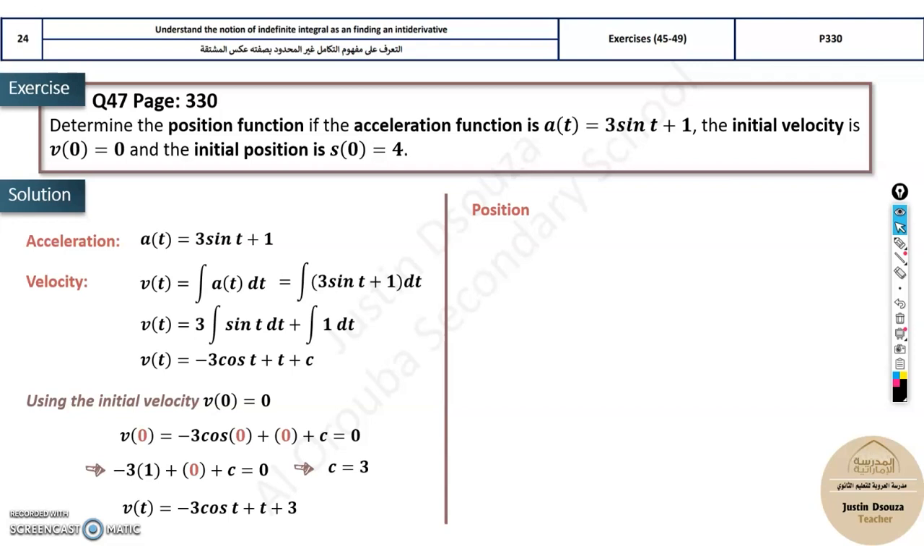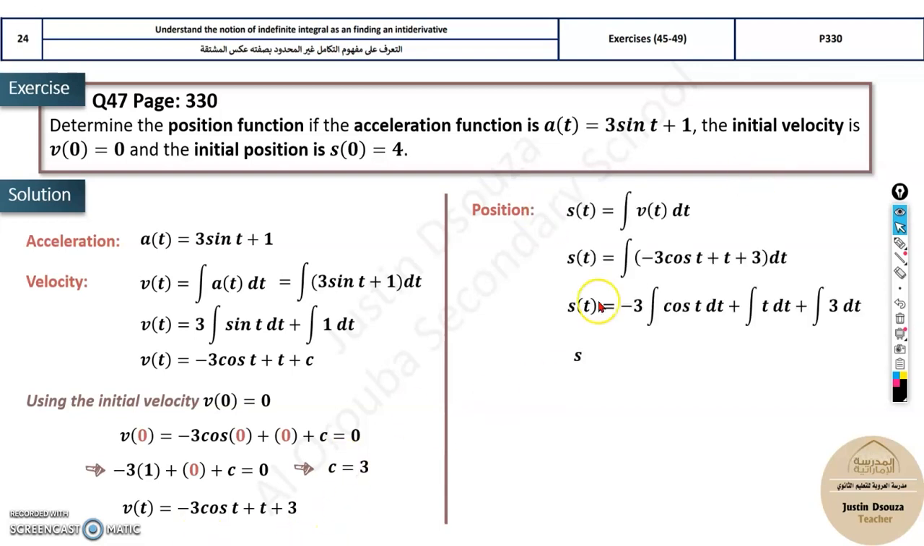Now we did just now in the last problem from velocity to position. The same thing will be repeated now. From velocity, you can find the position by integrating the velocity. It'll be minus 3 integral of cos t. Integration of cos t is just sine t. So minus 3 sine t will remain over here, t squared by 2, 3t plus c.